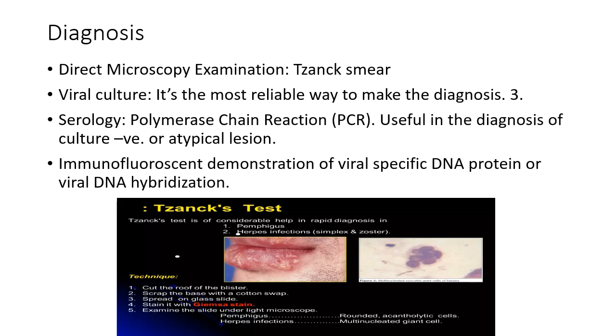I've given a picture of the Tzanck test, where the roof of the blister is cut and the base is scraped with a cotton swab and spread on a glass slide. It's stained with Giemsa stain, and this slide is examined under the light microscope. In case of herpes infections, we can see multiple giant cells.